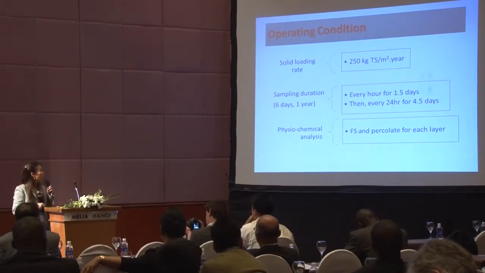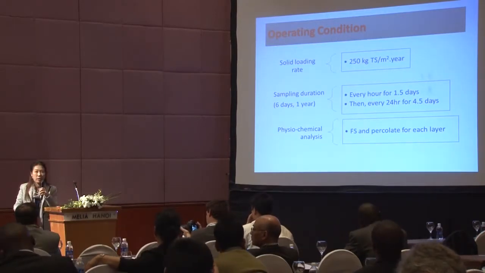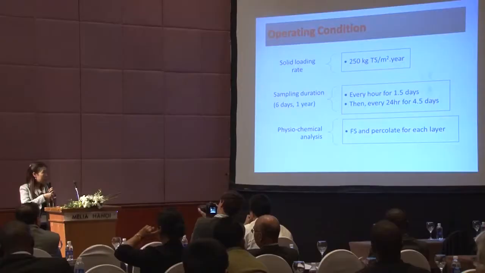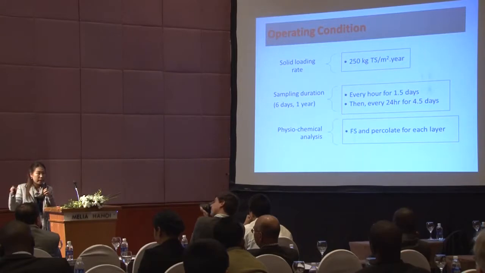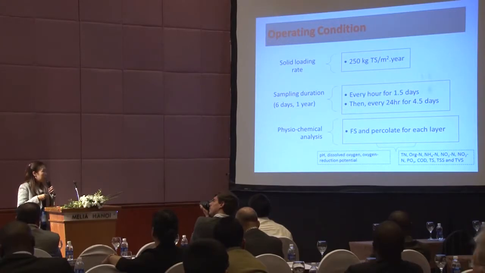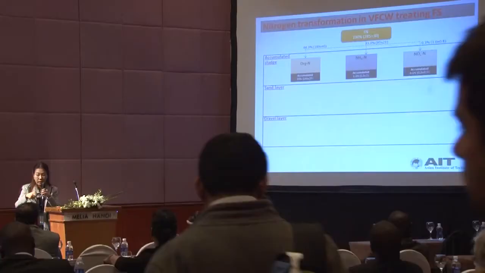For the operating conditions, we use a loading rate of 250 kilograms TS per square meter per year when feeding the system. After feeding, we take samples every hour for 1.5 days to see nitrogen transformation in the system. After that, we measure every day until at least the 6th day of operation. We also measure the parameters shown here in order to calculate the nitrogen transformation inside the system. This shows the nitrogen transformation.